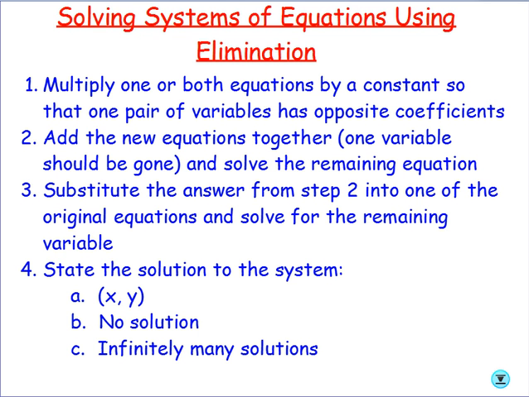We're going to multiply one or both equations by a constant. A constant is just a whole number. So that one pair of variables has, here's kind of the confusing part, opposite coefficients. What that means is the numbers in front are opposites. We like opposites because opposites cancel. Our goal is to make one pair of letters opposites. It can be either the x's or the y's, and we'll do one of each so that you guys can see what we mean. So let's look at that for the first example.